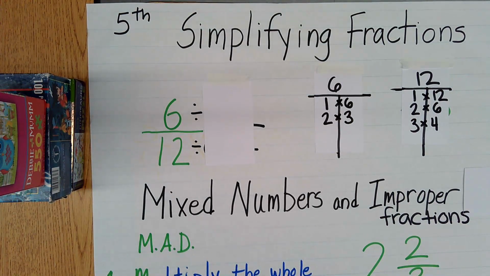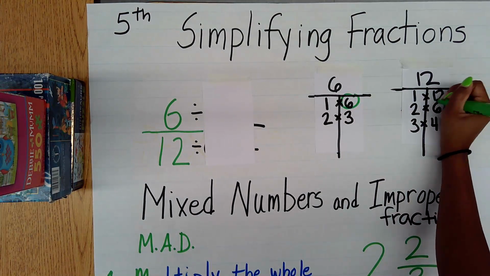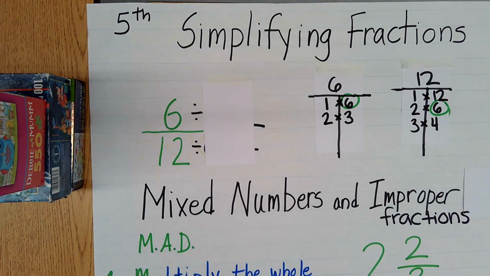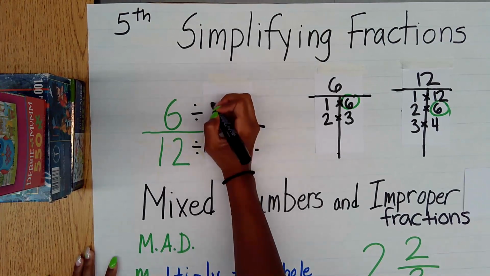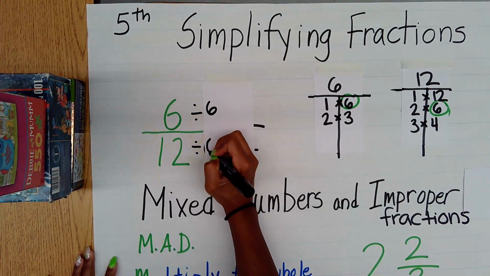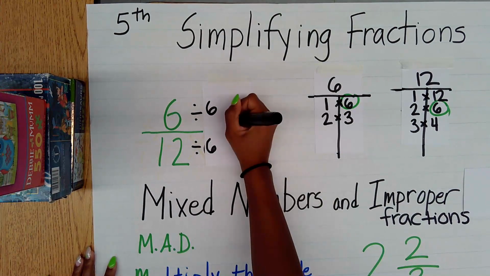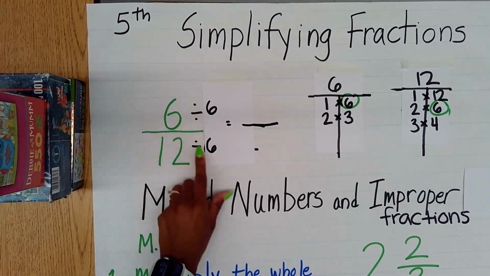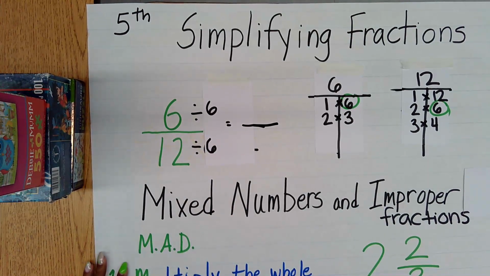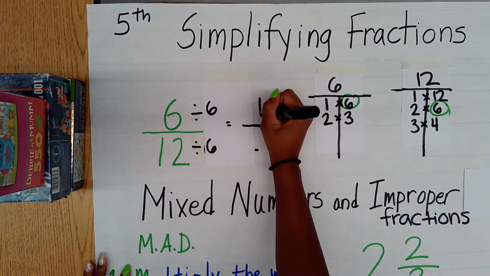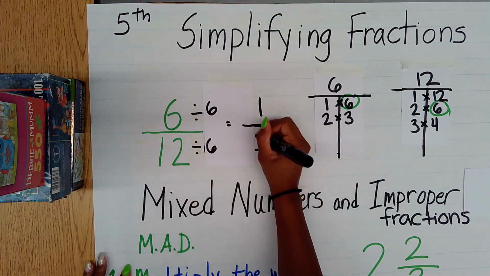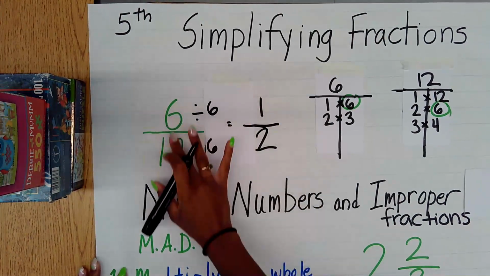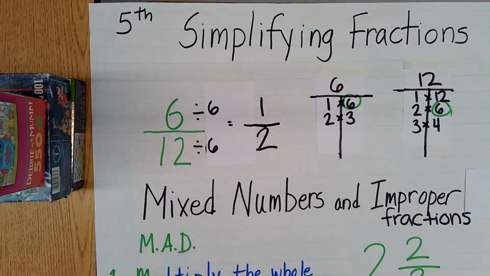So now I want to look for the largest number under both of those charts that they have in common. That number is going to be 6. That means I'm going to take my 6 and divide it by 6, and I'm going to take my 12 and divide it by 12. We are making an equivalent fraction when we simplify, so whatever you do to the top, you do to the bottom, and vice versa. So 6 divided by 6 is 1, and 12 divided by 6 is 2. So our simplest form of 6/12 is 1/2.